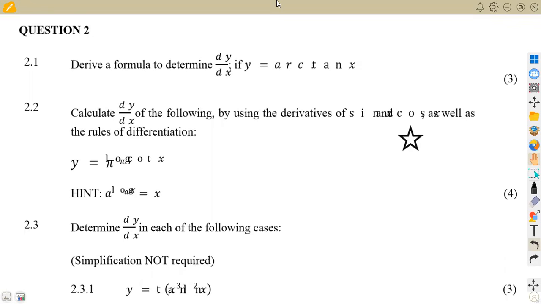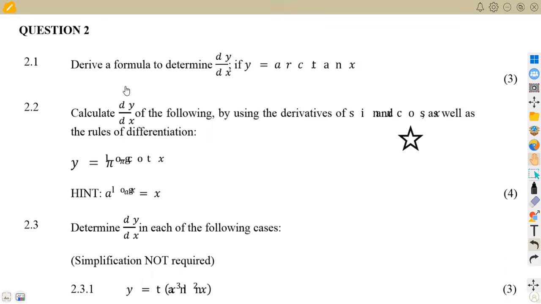In this platform, we are going to be focusing on the derivatives. So we are working on differential calculus, question 2 of the November 2022 question paper. We are going to quickly rush through the questions that we are given so that we can quickly see what we're supposed to do.